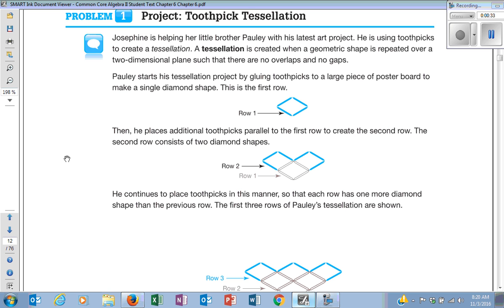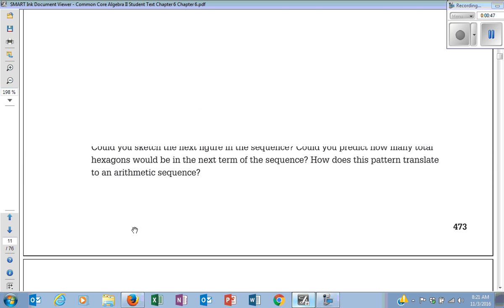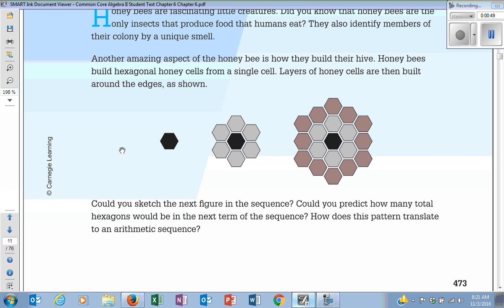Well, what happens when you have the same pattern with a shape? That is called a tessellation. A tessellation is where you have a pattern with the same shape repeated over and over again. There's a couple examples. Right up here, they give you an example of a tessellation. Technically, if you look at the definition, they need all the shapes to be touching.